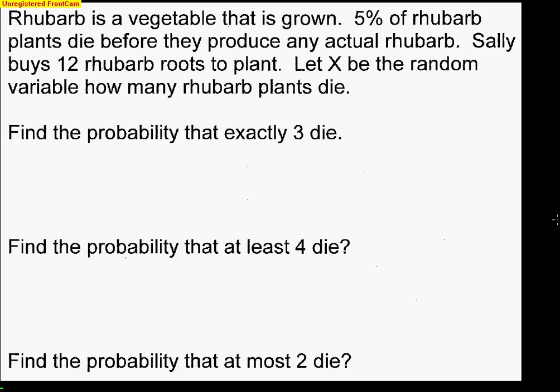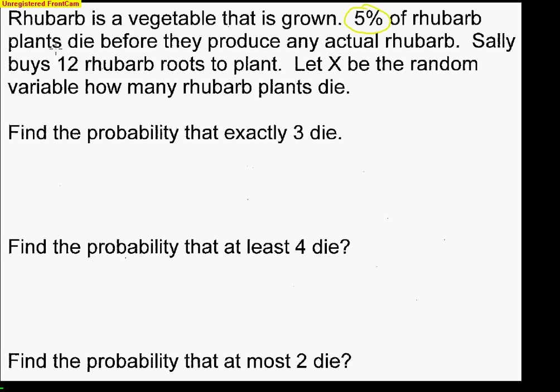Okay, so rhubarb is a vegetable that is grown. 5% of rhubarb plants die before they produce any actual rhubarb. Sally buys 12 rhubarb roots to plant. Let X be the random variable of how many rhubarb plants die. So as long as the 5% stays constant, no matter what, I should be good to go here. And I also need each to be independent, which means if one dies, it doesn't affect the next.